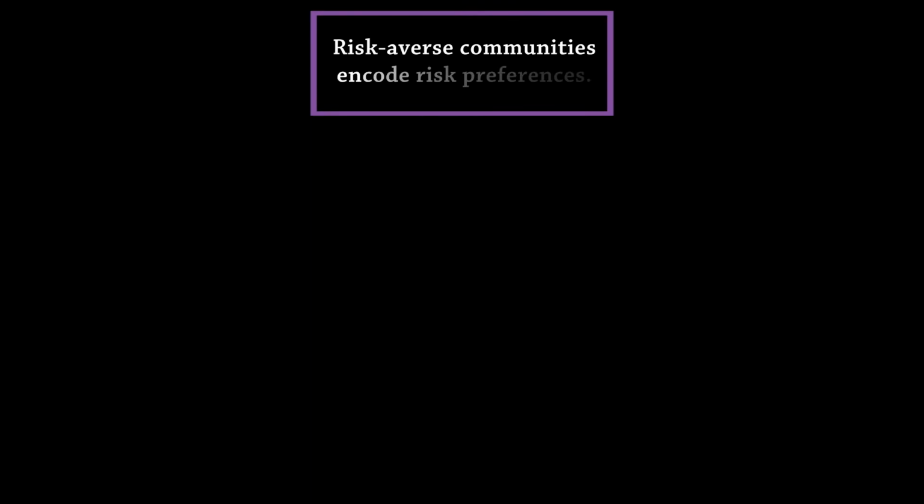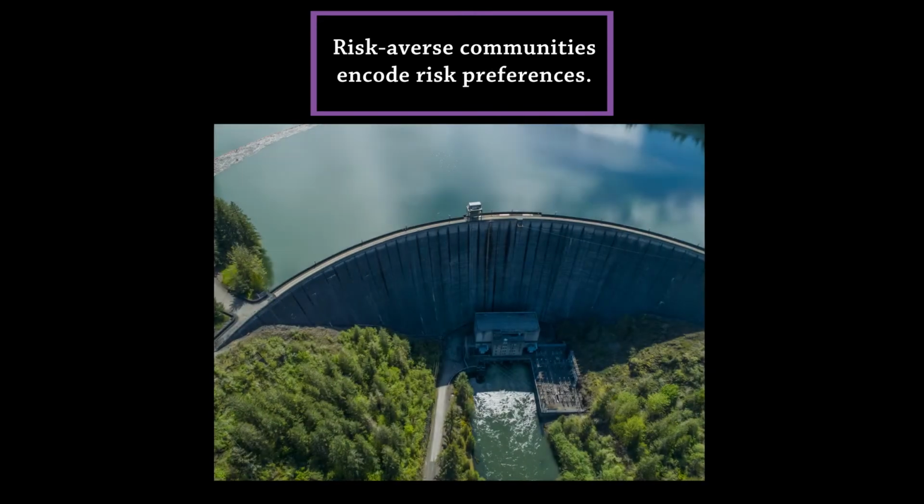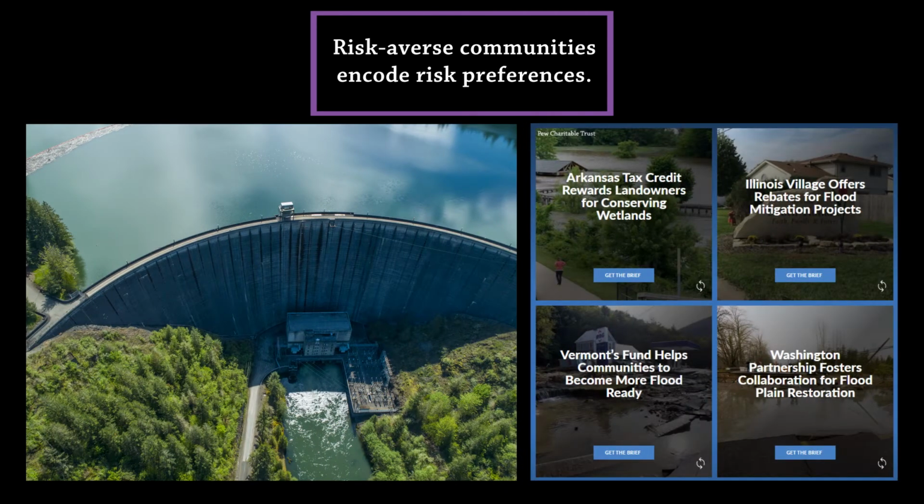Risk-averse communities encode risk preferences in infrastructure or flood policies that can help to limit the impact of memory loss on future flooding vulnerability. So, information like this on types of decisions communities make and what influences those decisions can all inform flood modeling. Okay, let's focus on models.